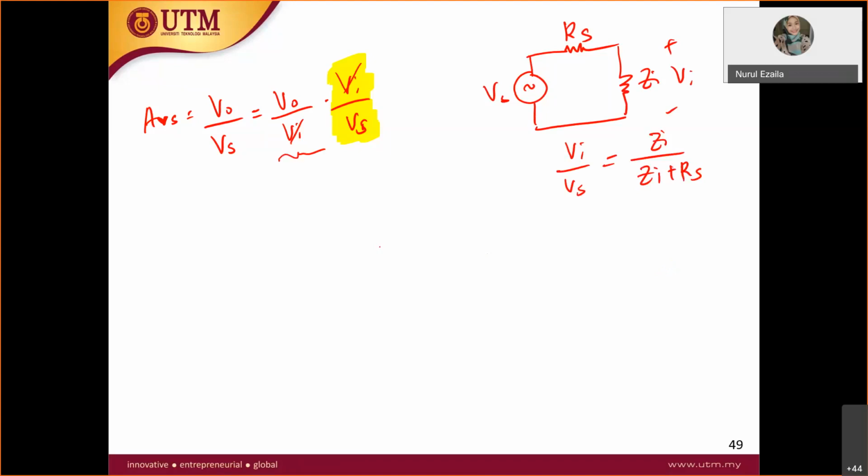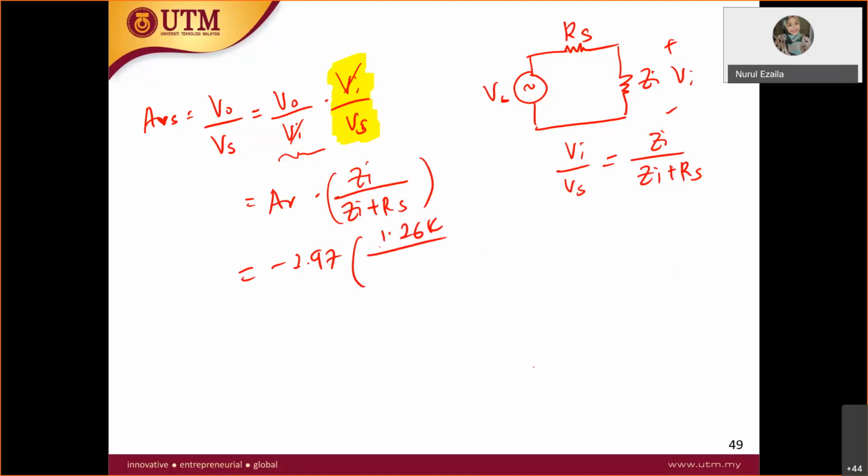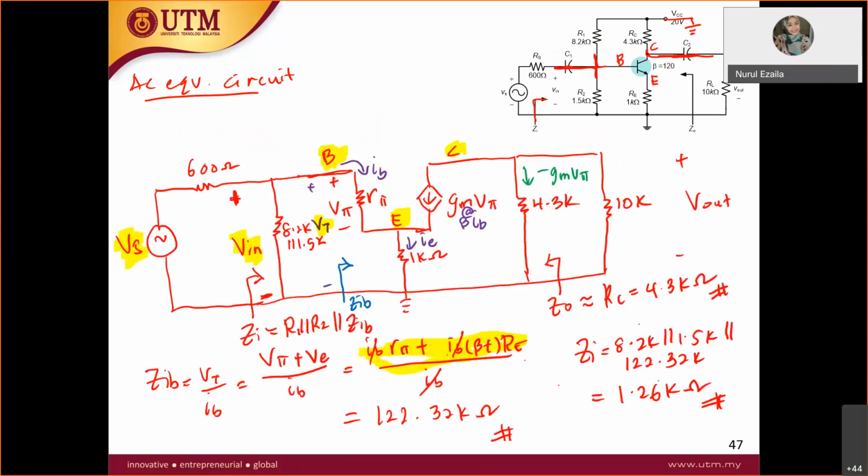From here, V out over V in, this portion you already calculated, which is the AV just now. And this portion is actually equal to Zin over Zin plus Rs. AV just now, you got negative 2.97. Your Zin is 1.26K. Is it right?